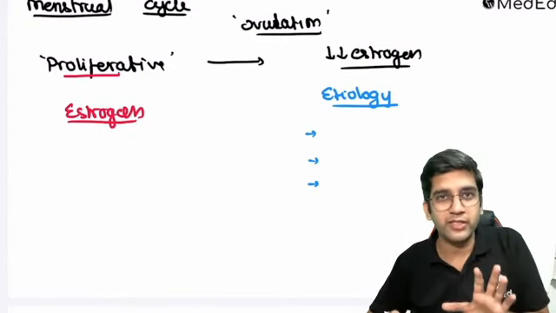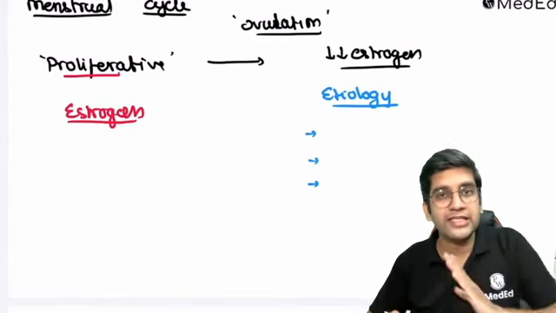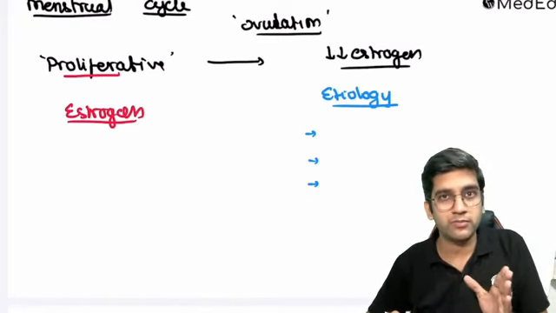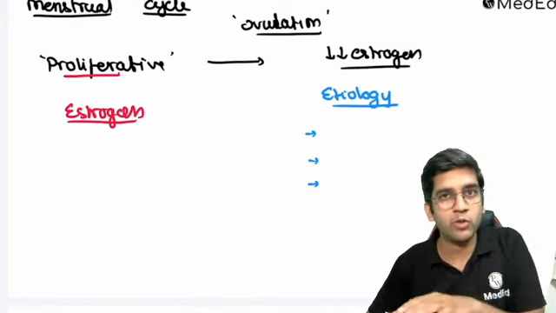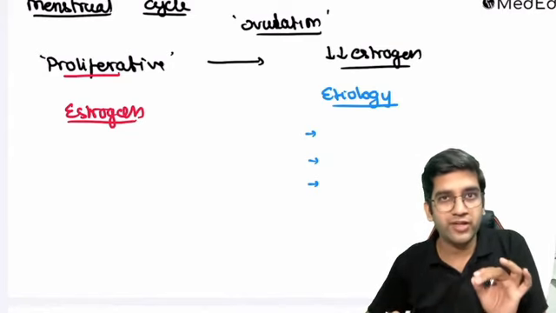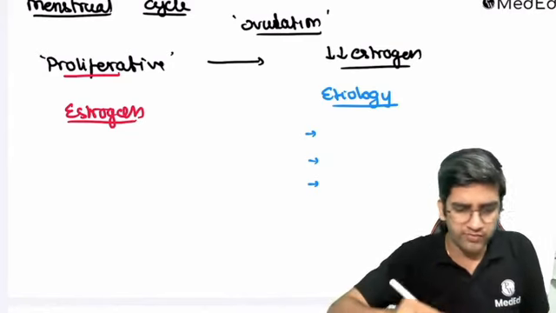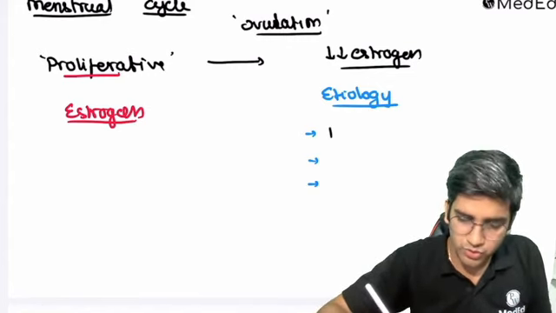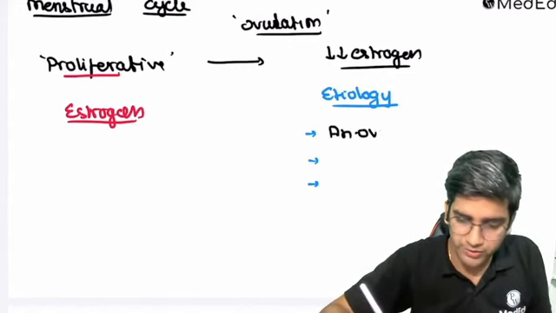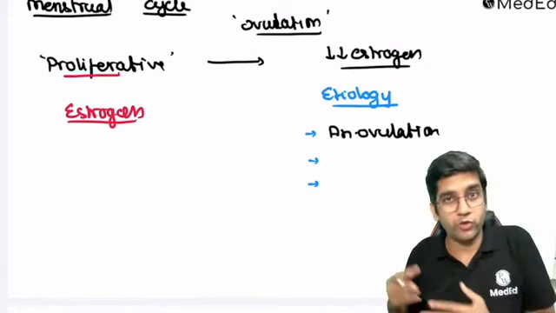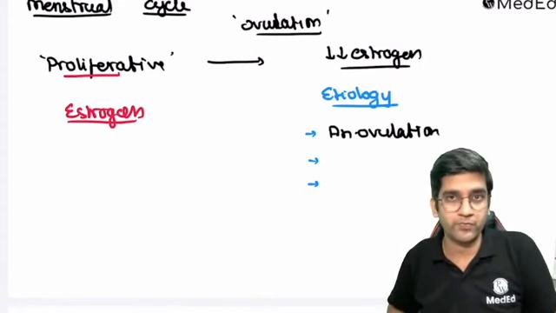Is there a possibility that in a menstrual cycle there is no ovulation happening? Is the menstrual cycle normal or abnormal? You can write N for normal, A for abnormal. If ovulation is not happening in a menstrual cycle, can I call it abnormal? Obviously it's abnormal, right? Perfect. So if I'm having anovulation, I call it abnormal. That's one of my etiologies for my disease, which we're going to see soon.